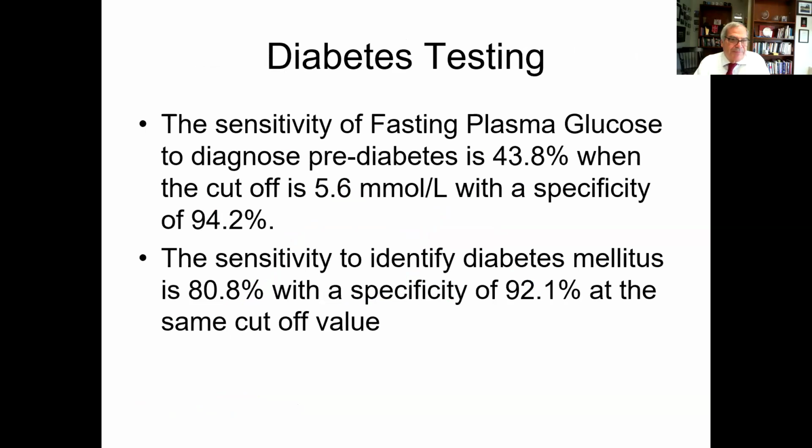So here's one example that we do. And here again, this is going into diabetes and looking at fasting glucose levels to diagnose pre-diabetes. And again, I'm looking at a sensitivity of 43.8% when the threshold is 5.6 millimoles per liter, with a specificity of 94%. When I take it to look at diabetes as opposed to pre-diabetes, the sensitivity goes up fairly nicely to 80%, and the specificity goes to 92%.